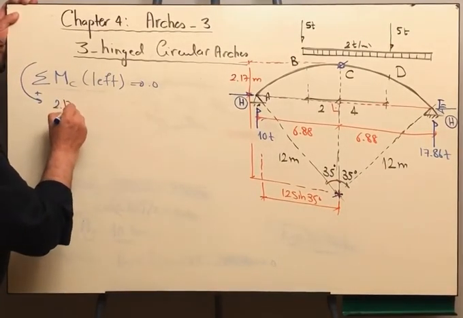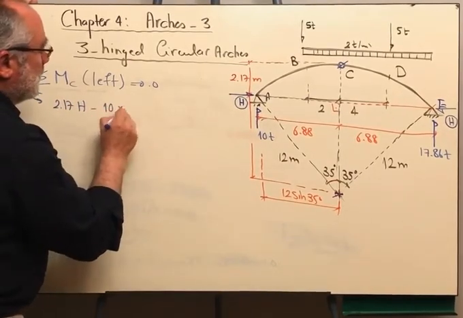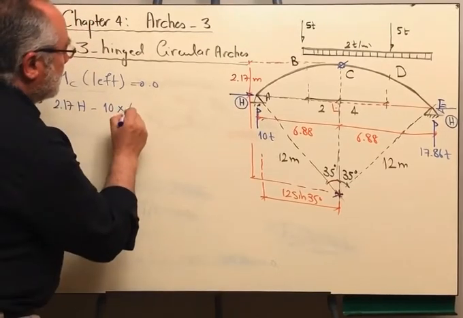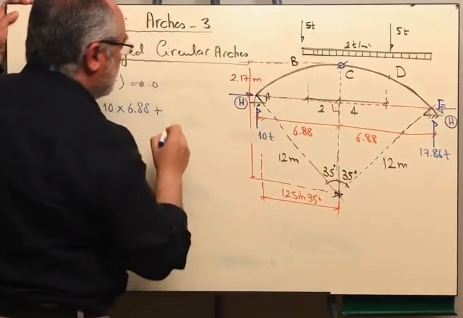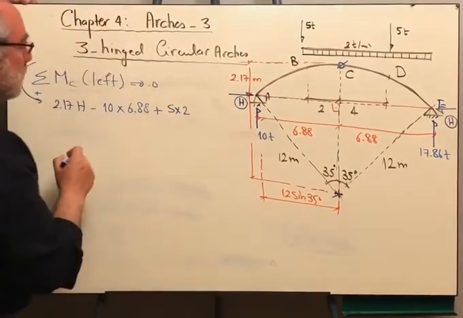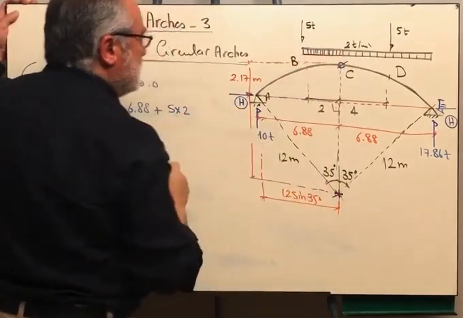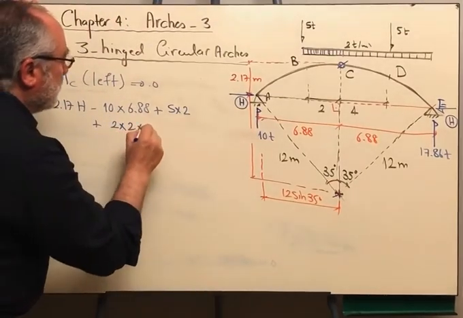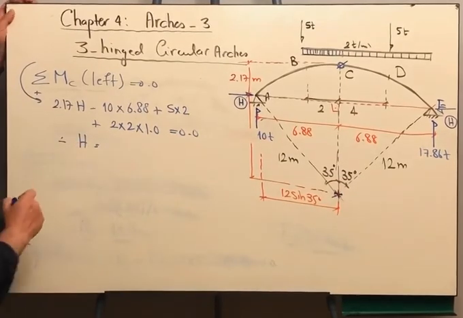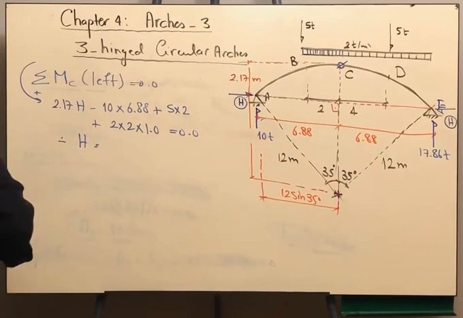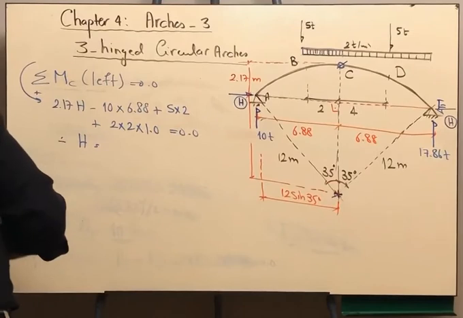So we have 2.17 h, and then minus the reaction at point A multiplied by 6.88, and then plus the concentrated load times its distance, which is 5 multiplied by 2, plus the portion of the load from point B to point C, which is 2 multiplied by 2 multiplied by its distance, which is 1. From there we get the horizontal reaction, and it will be equal to 25.25.